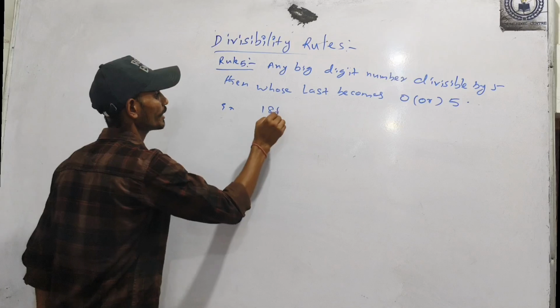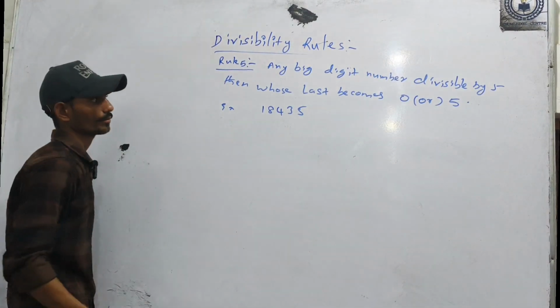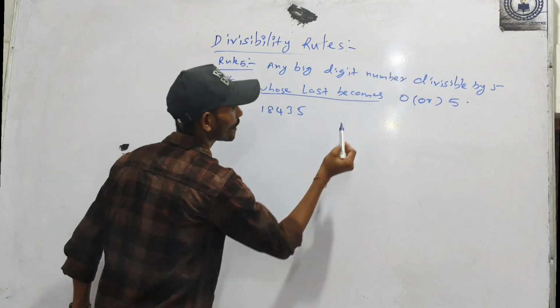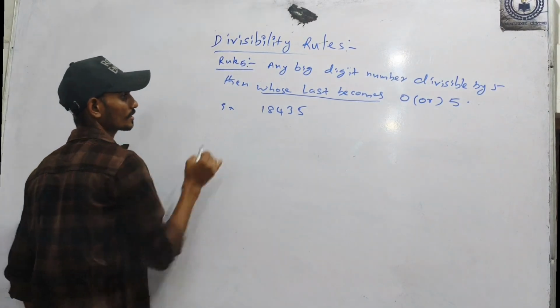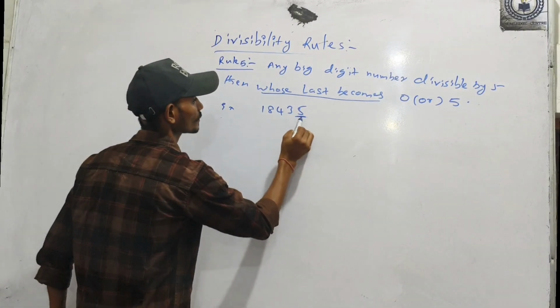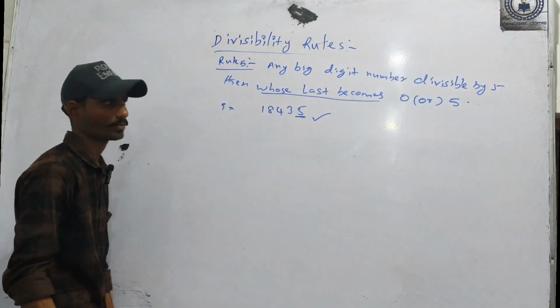Example: you take any big number, and let's check whether its last digit becomes 0 or 5. In this big number, is the last digit 5 or not? Yes, 5. Then this number is completely divisible by 5.